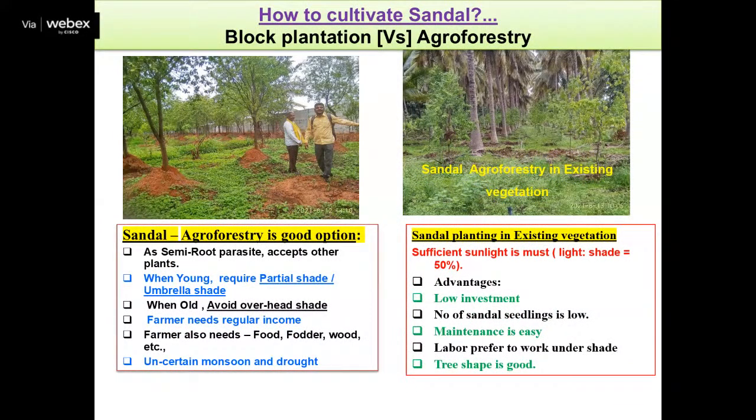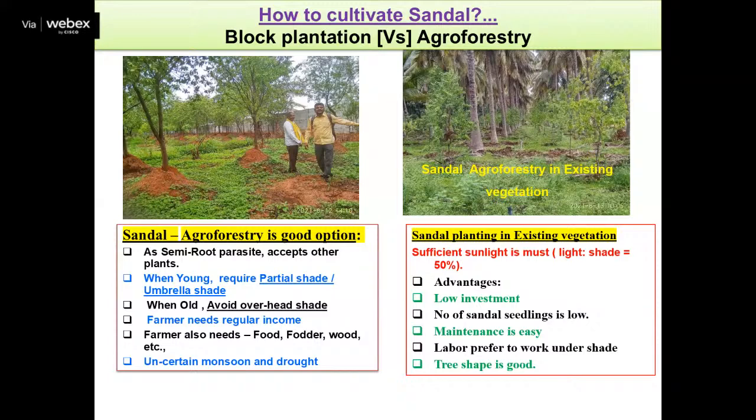Then how to cultivate: whether we will go for block plantation or agroforestry. I can say it is agroforestry, because as it is a parasite, you need to adopt any food crop or horticulture crop with the sandal. So that way it will naturally help to adopt the agroforest system.